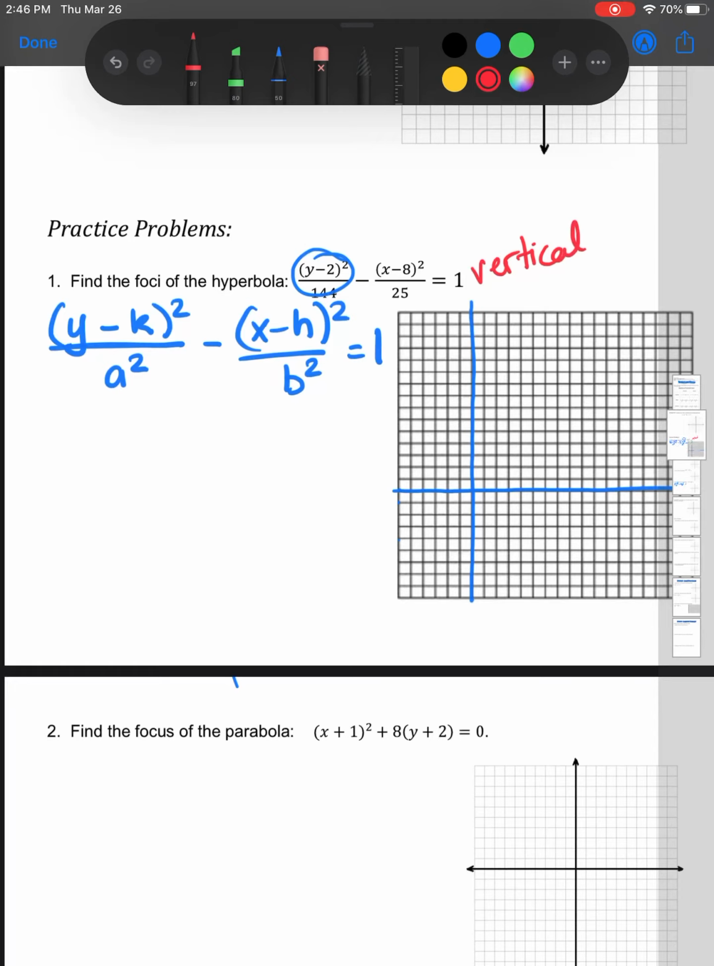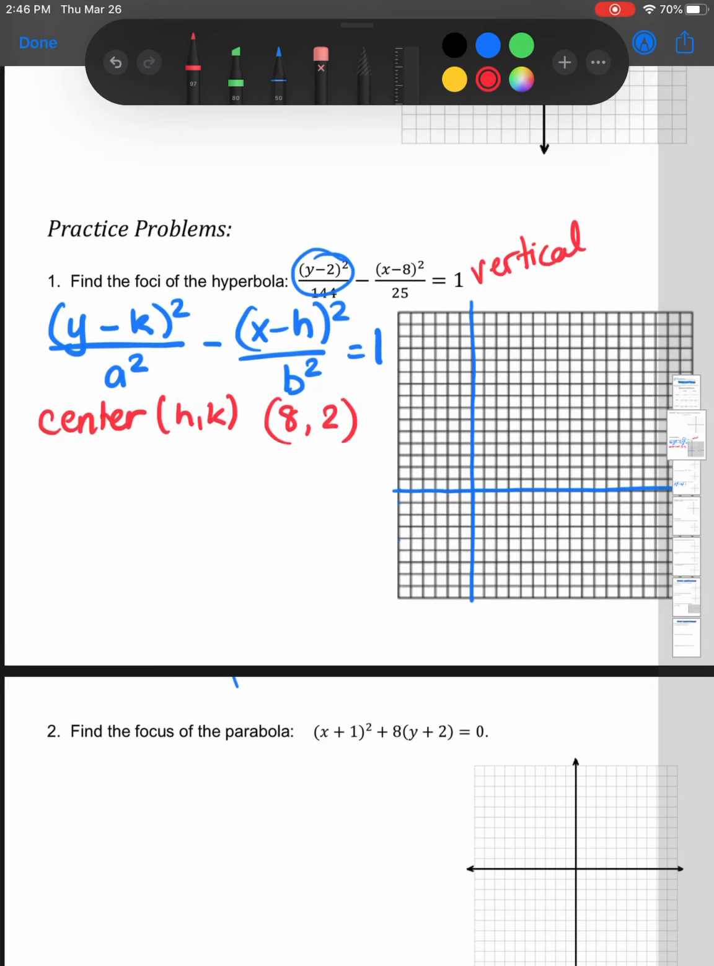Okay, so if I were to compare the two equations, what's in place of h and k? Be very careful. H is the horizontal shift and k is the vertical shift. So your h here is 8, and let's label it the center. Center is h comma k, so that when you're picking it, you know what it is. So your center is 8 comma 2.